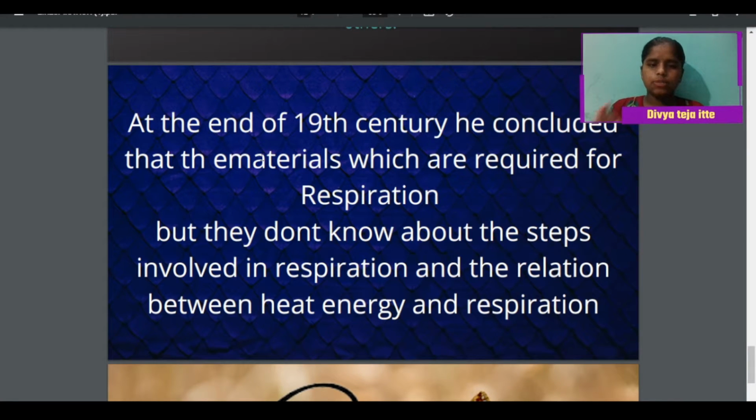Okay, in the next video we are going to discuss the steps involved in respiration, and the relation between heat energy and respiration.